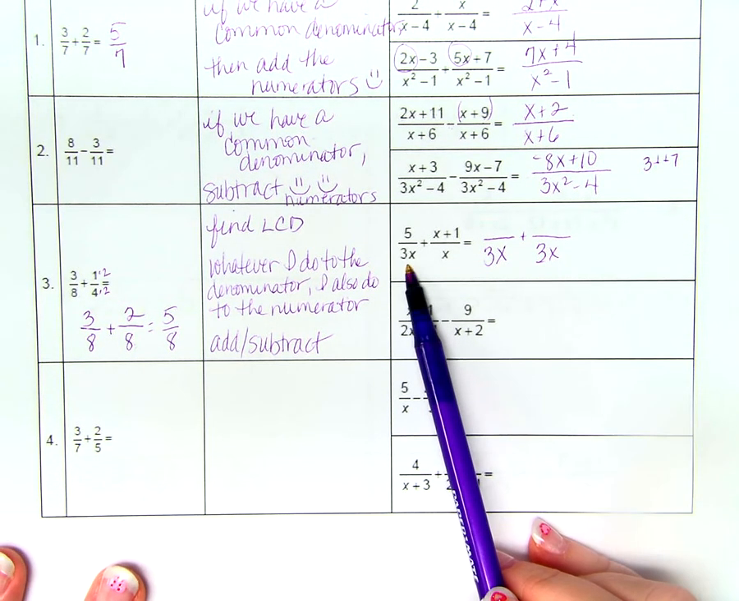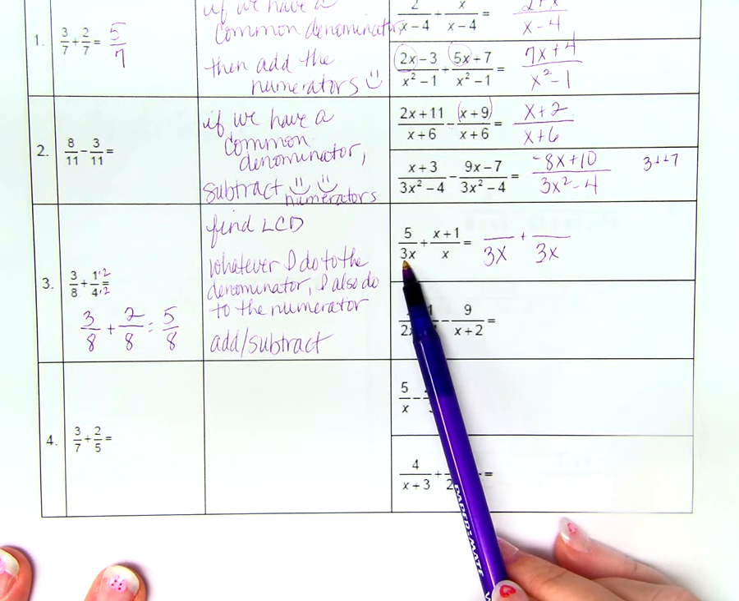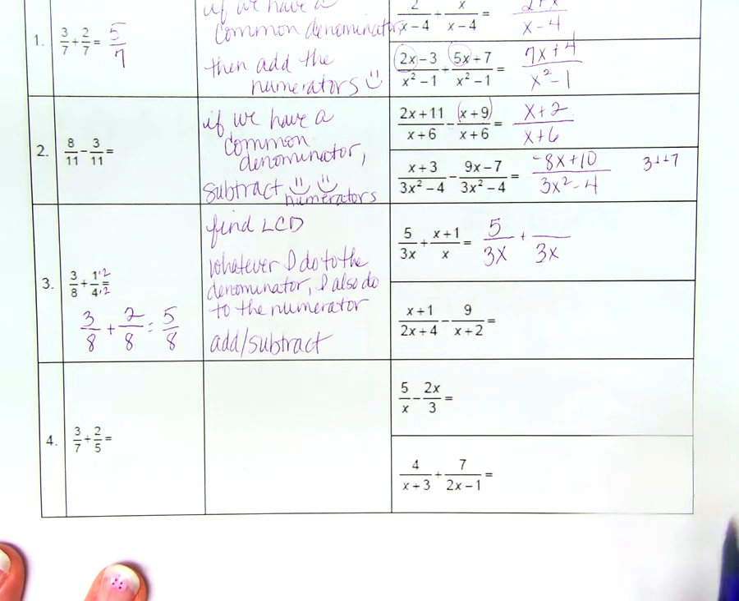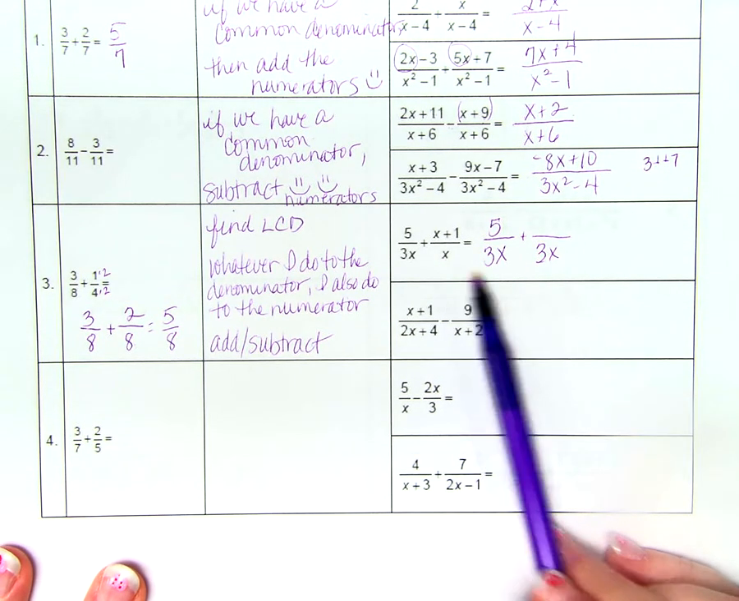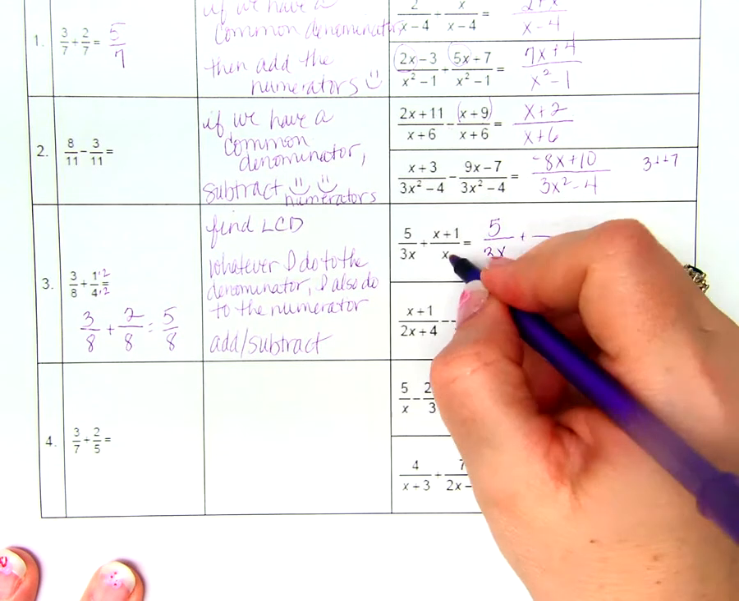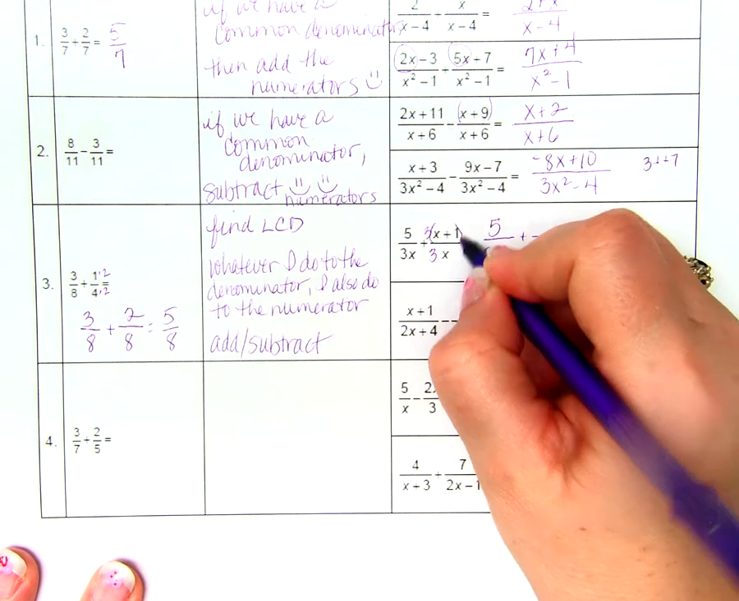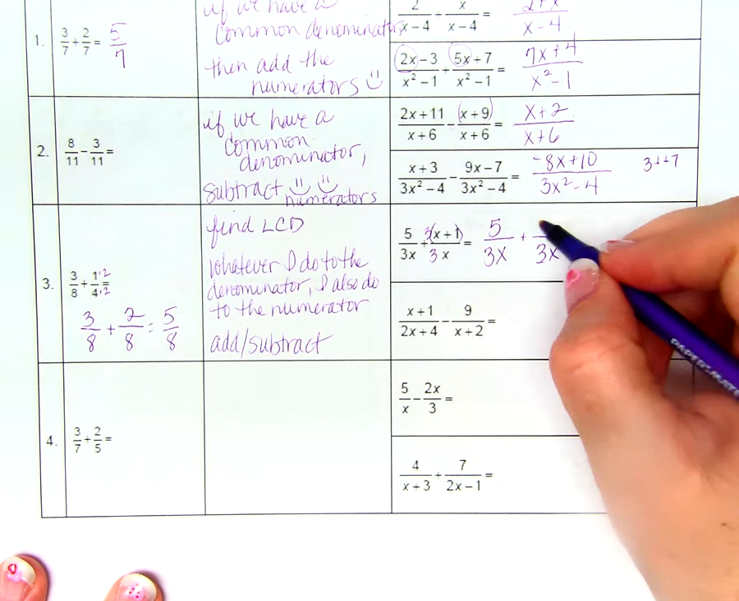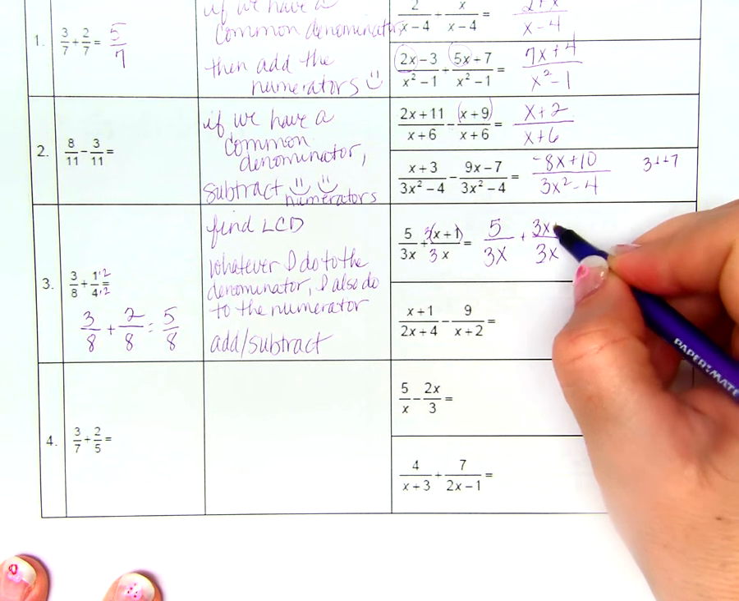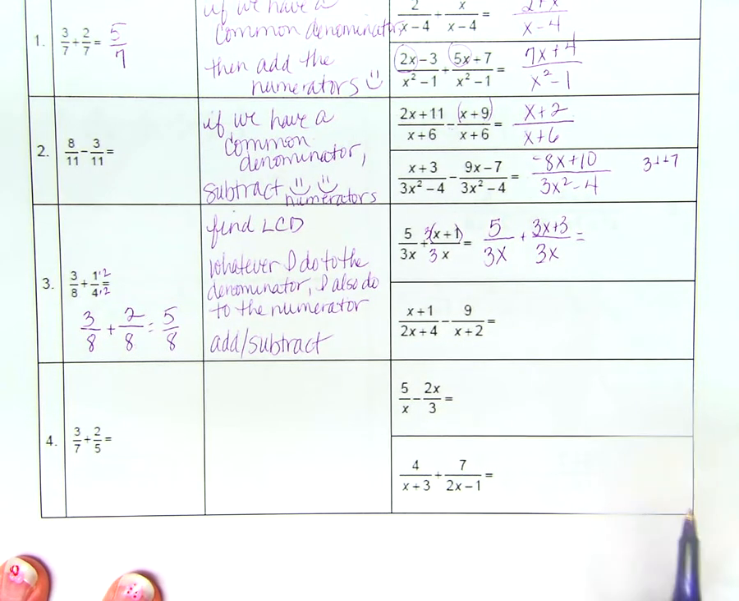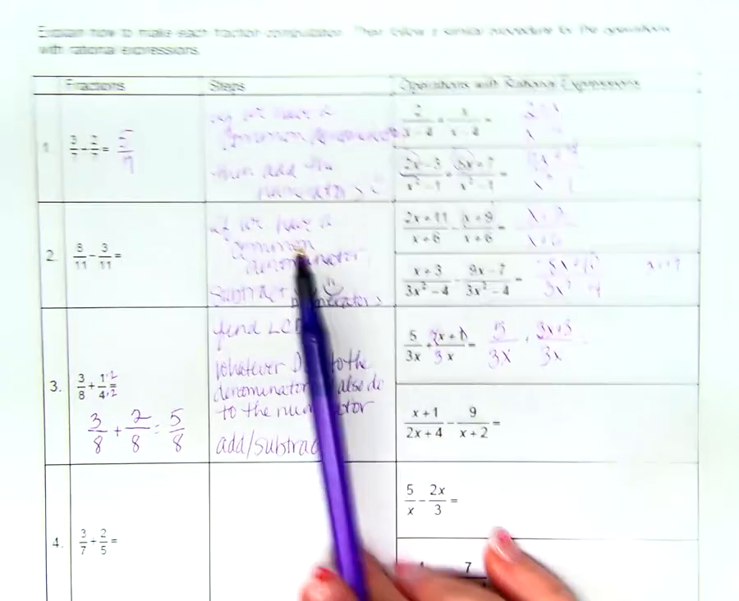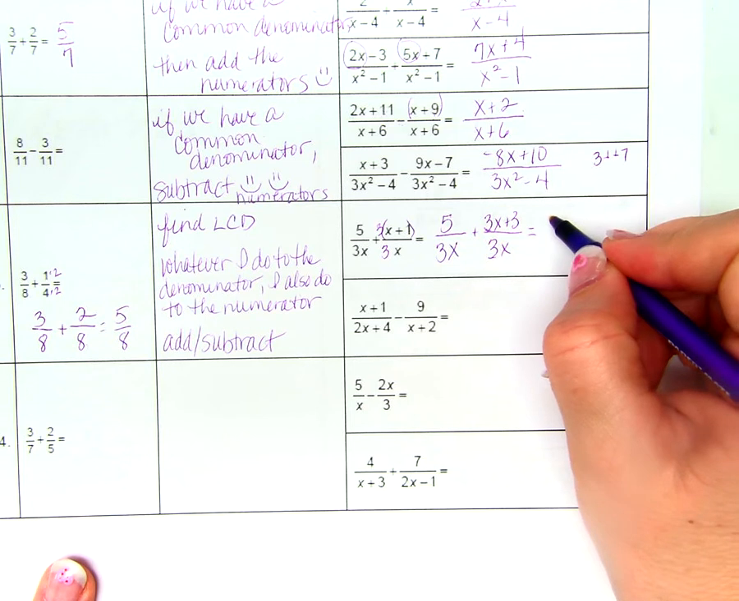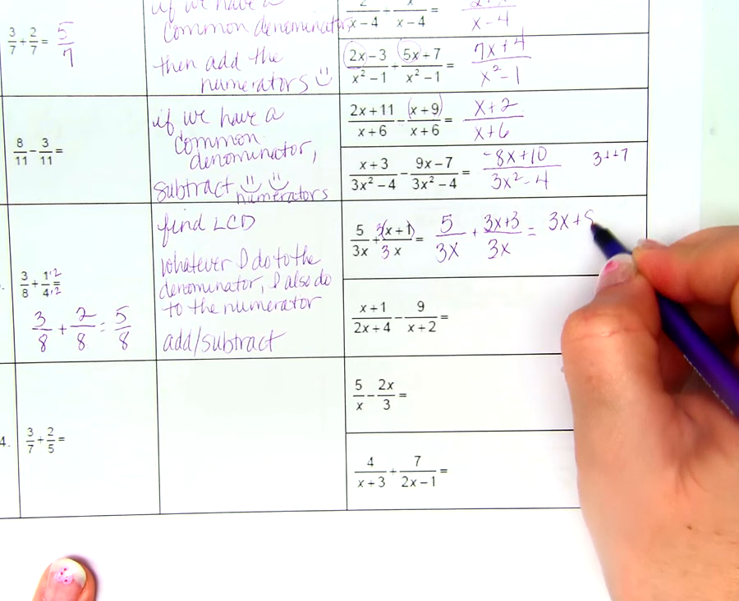So what did this used to be? It used to be 3x. Now it's a 3x. So the numerator doesn't change. It's still 5. Okay? What did this one used to be? And I need it to be 3x, so I'm going to multiply numerator and denominator by 3. So everything in the denominator, everything in the numerator I multiply by 3, right? 3x plus 3. But now that I have a common denominator, then add the numerators. What do we get? 3x plus 8. Very good.